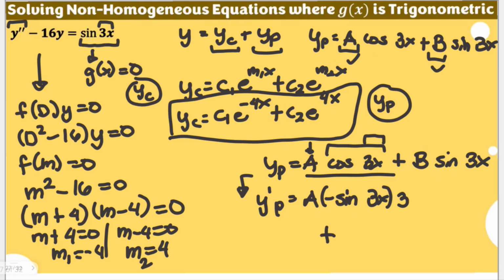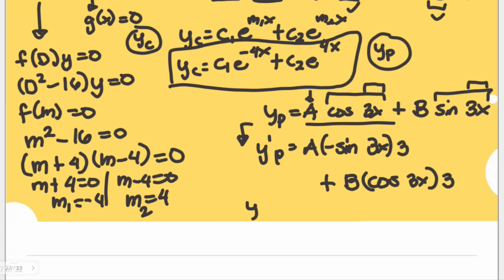Plus the second term, b, still b. Then the derivative of sine 3x is cosine 3x. And similar to what happened earlier, the angle is 3x, so its derivative is also 3. This is according to the chain rule. So with that, our first order derivative of y sub p can be written as minus 3a sine of 3x plus 3b cosine of 3x. So we'll be using that later.